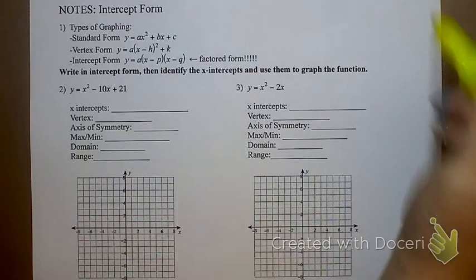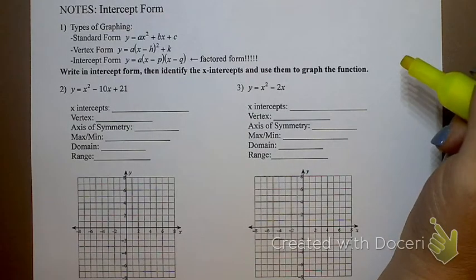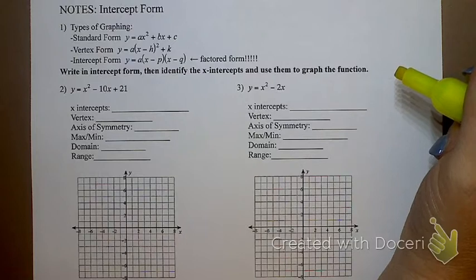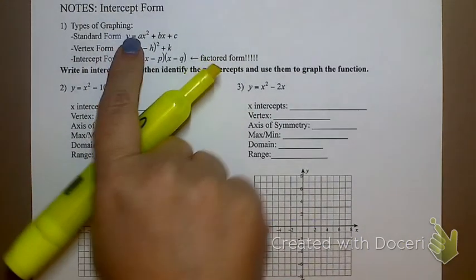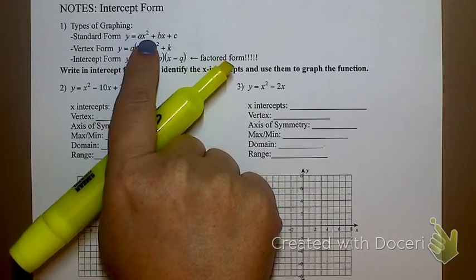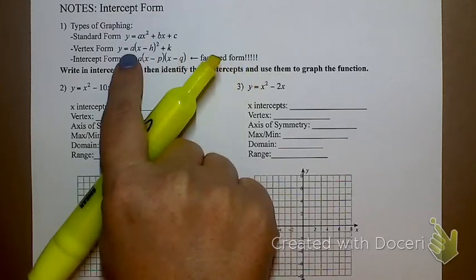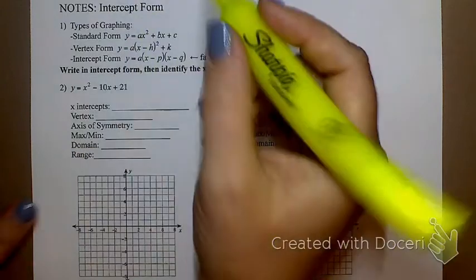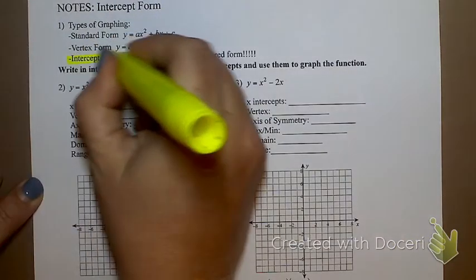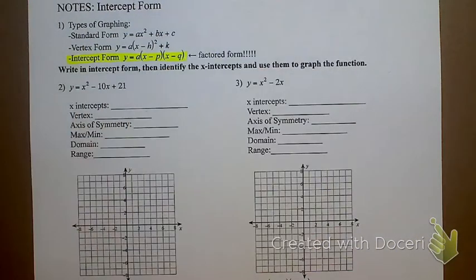All right, so we have done a ton of graphing of parabolas. But there is one form that we haven't talked about yet, and that's what we're going to learn today. It is called intercept form. Now, we've done graphing in standard form. Standard form is y equals ax squared plus bx plus c. Vertex form is y equals a times (x minus h) squared plus k. And intercept form is y equals a times (x minus p) times (x minus q). And that is also what we know as factored form.